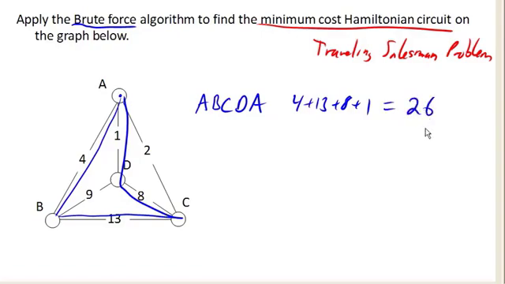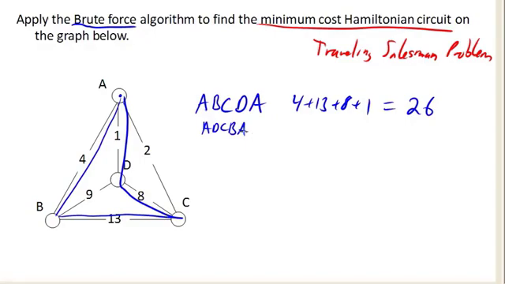Now notice that this is exactly identical to the circuit ADCBA in terms of cost. It's just the reverse order. And so we're not going to look at both of these because we know that they're going to have the same cost. So we don't consider these to be unique circuits. And so we're just going to ignore that one.